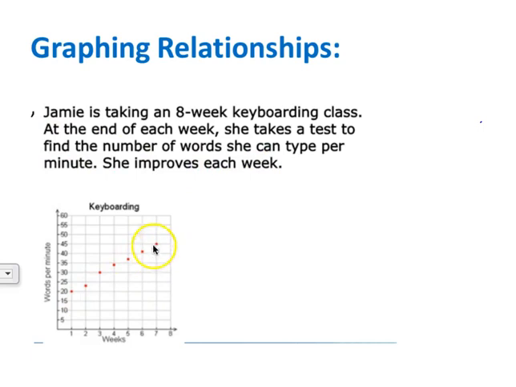So these points are telling us after each week how many words she can type per minute. So we're comparing two things, the weeks and the words she can type per minute. And notice in this graph, we just have points. We don't have a straight line. We actually pick up our pencil each time. And this would not be a continuous graph. But instead, this is an example of discrete data.